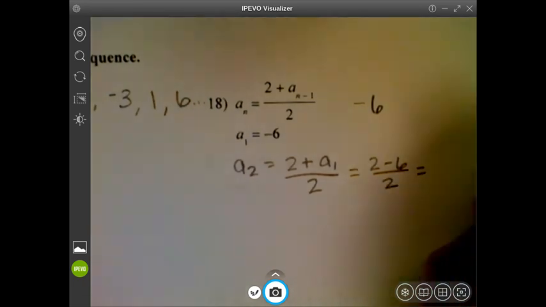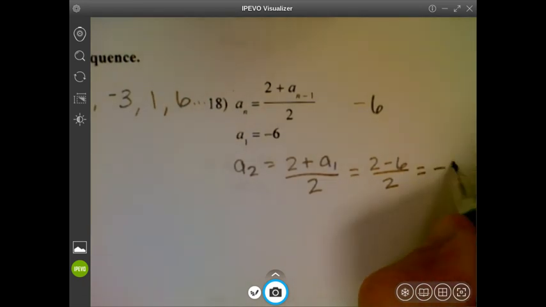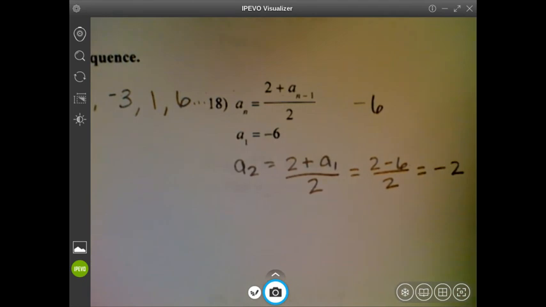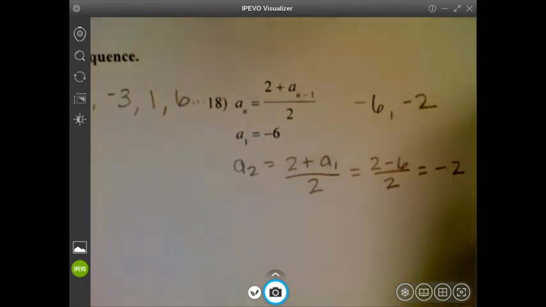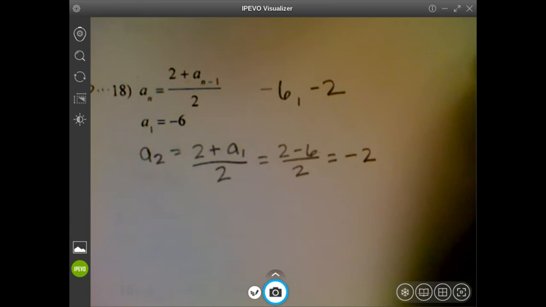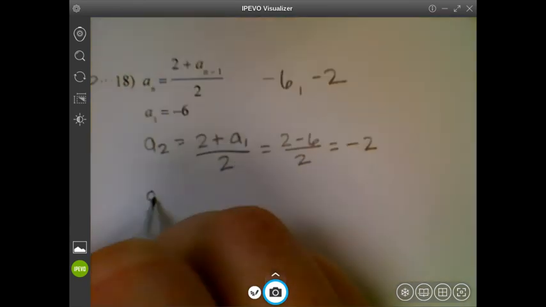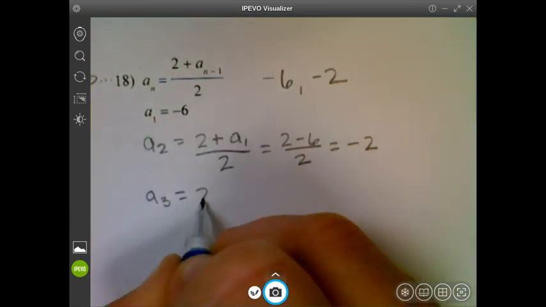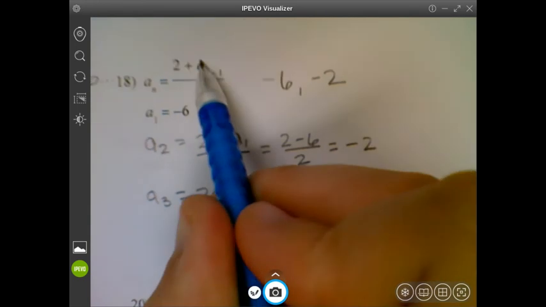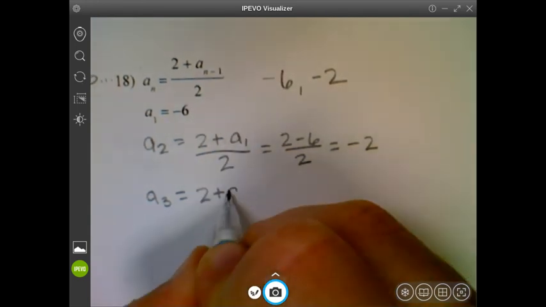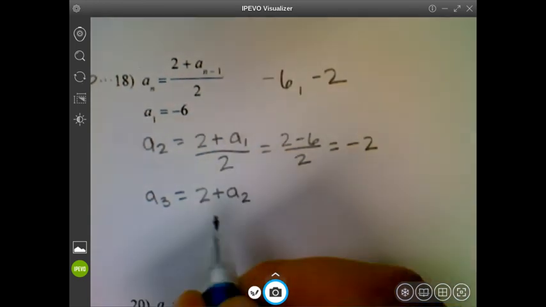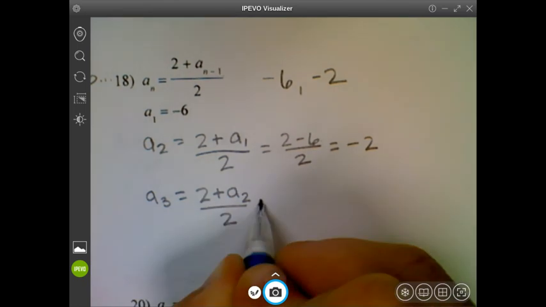2 minus 6 is negative 4. Negative 4 divided by 2 is negative 2. So your second number is negative 2. And then keep going. For your third term, it's going to be 2 plus a sub 3 minus 1. So a sub 2 all over 2.